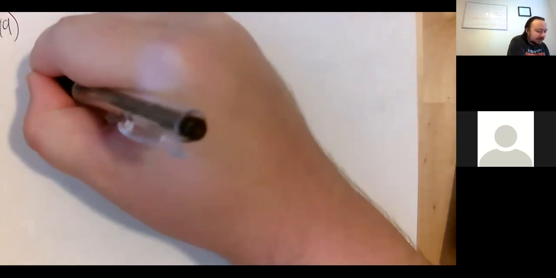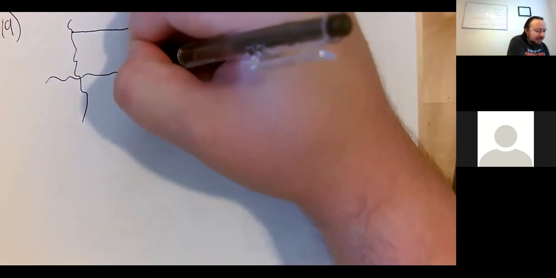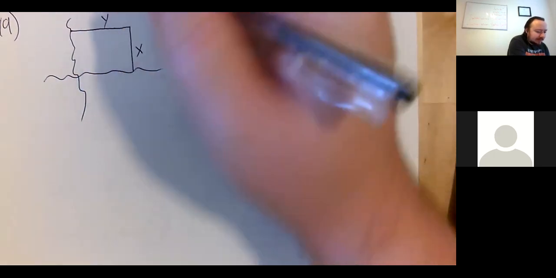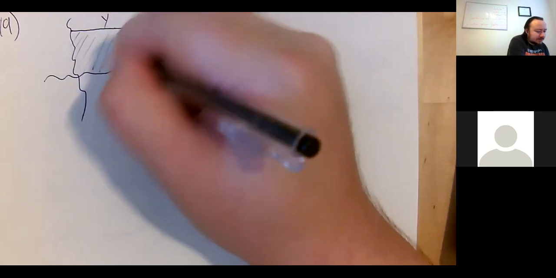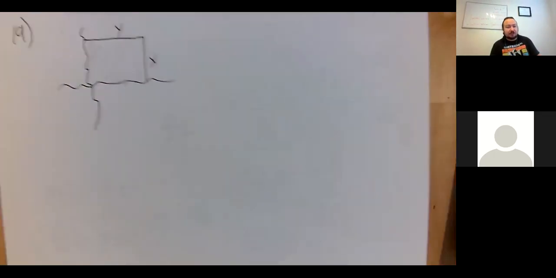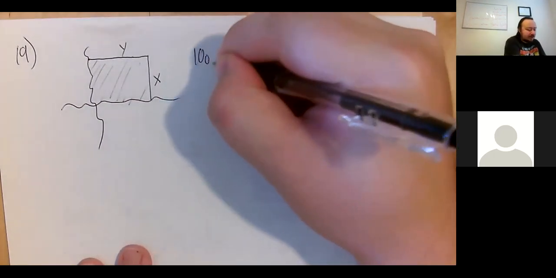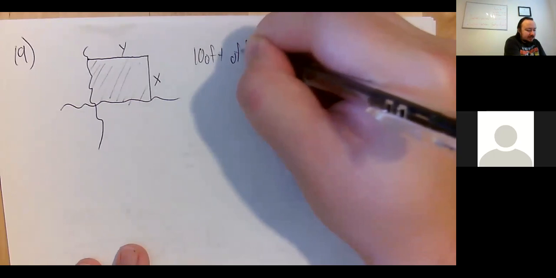Well, there are some problems where it doesn't really make any sense to ask for a minimum area. For those of you who don't know, question 19 is where we have these intersecting rivers and a farmer wants to build a fence like this, and they want to enclose the maximum amount of area here. The farmer had 100 feet of fence total.